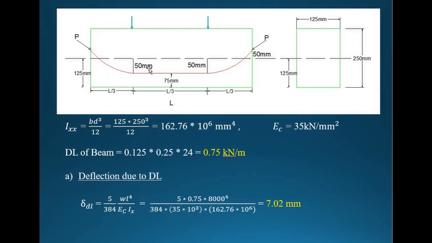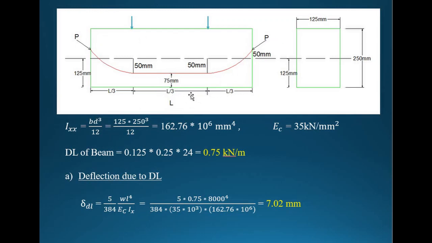How did we get this 50? 125 mm minus 75 gives you 50 mm. 50 mm exactly below the load. Again here, 50 mm exactly below the load. And these are the pre-stressing forces.